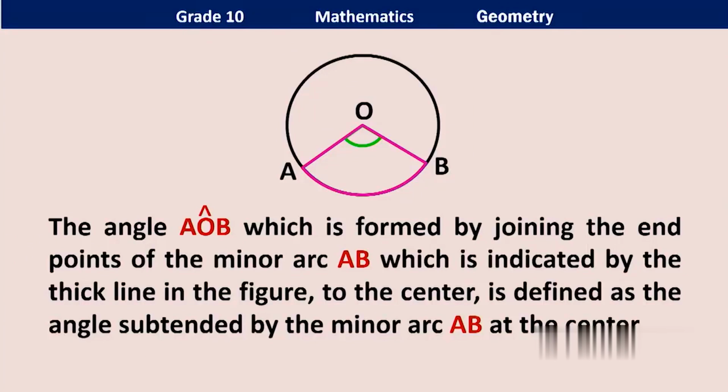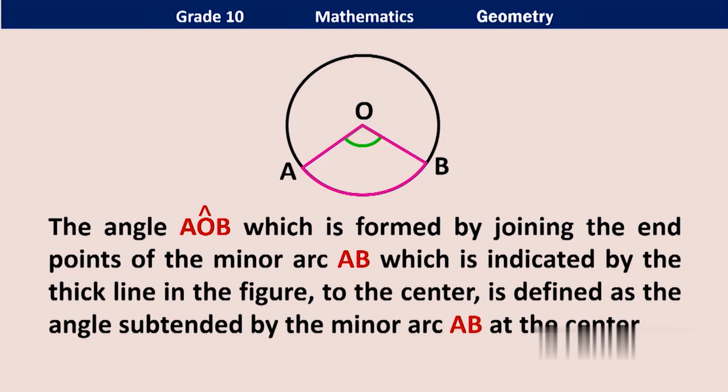Now, I have got 2 points on the circle, A and B. Once again, A and B are the two endpoints of the minor arc. So, what have I done now? I have joined AO and OB. That means I have marked the two radii AO and OB. I can form an angle AOB, where O is the center of this circle.